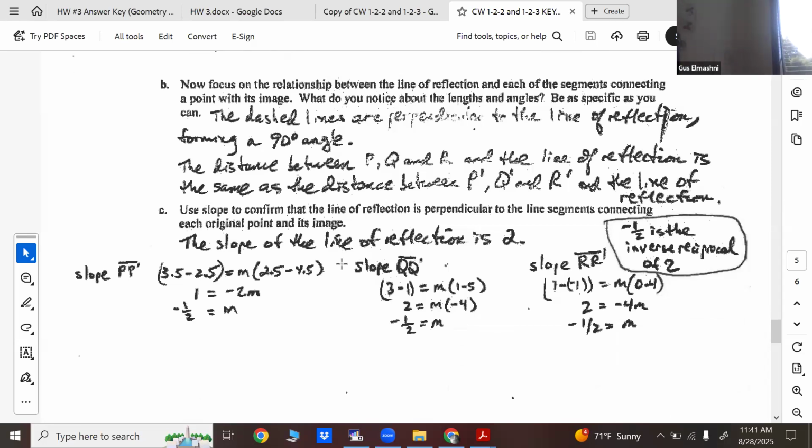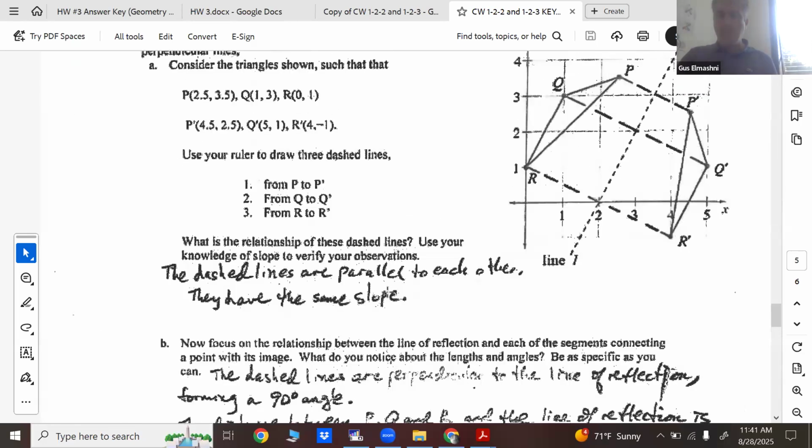Then for C, use slope to confirm that the line of reflection is perpendicular to the segments connecting each of them. So the slope of the line of reflection, if you try to look at points on there, hopefully this seems pretty reasonable. Line L, you go up 2, right 1, so that's a slope of 2.